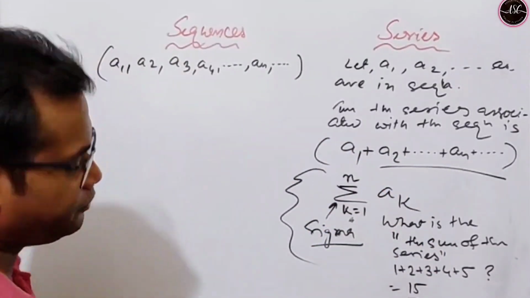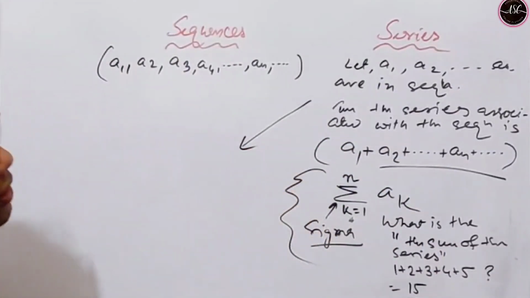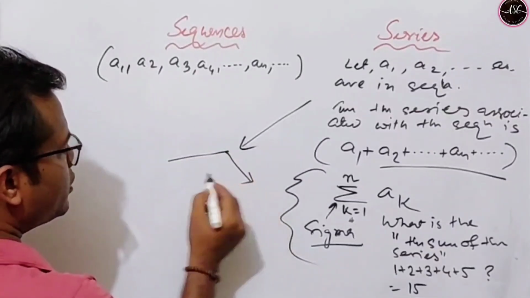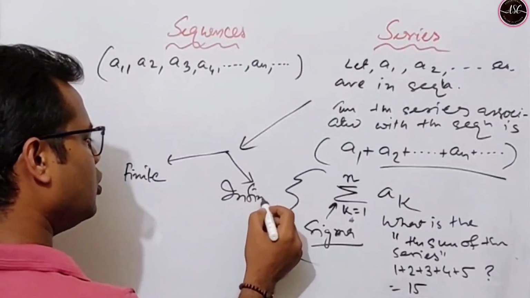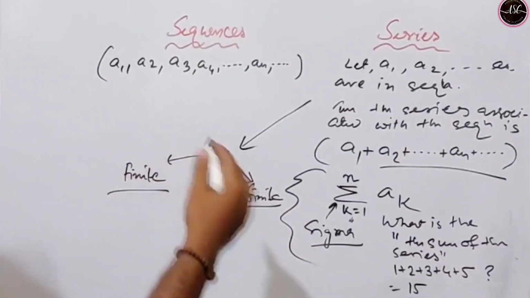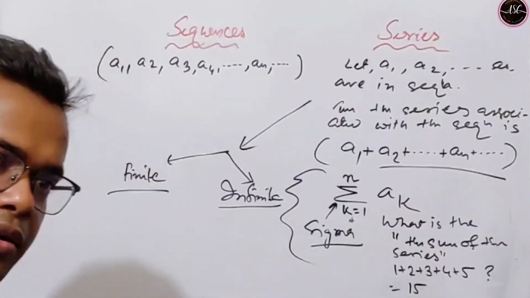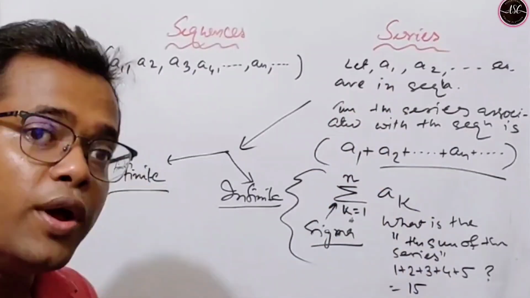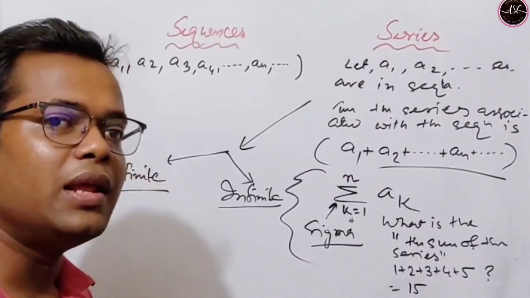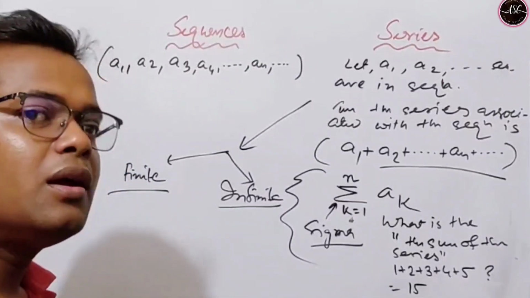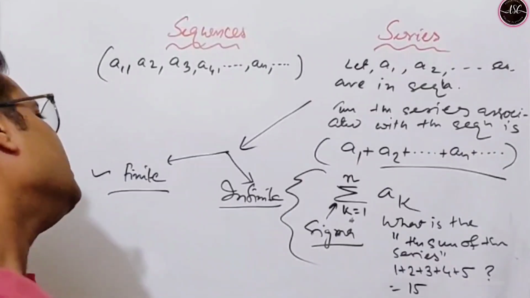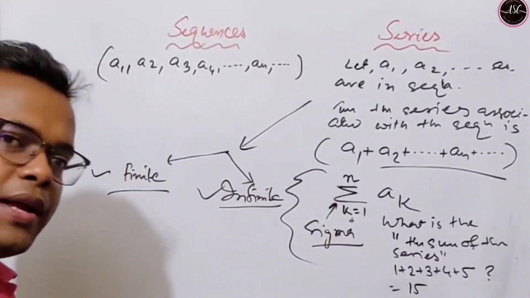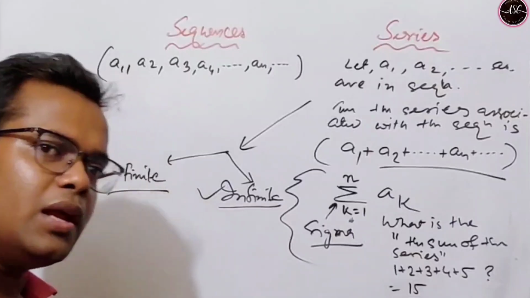Here like sequence, the series are of two types, that is finite and infinite. A series is called finite, associated with a sequence, when the terms are countable. That means terms are finite. Then that series is called finite series, and a series is called infinite when that is not finite, that means the terms are not countable. Clear?